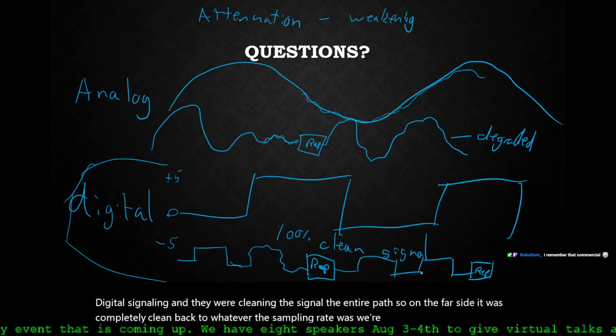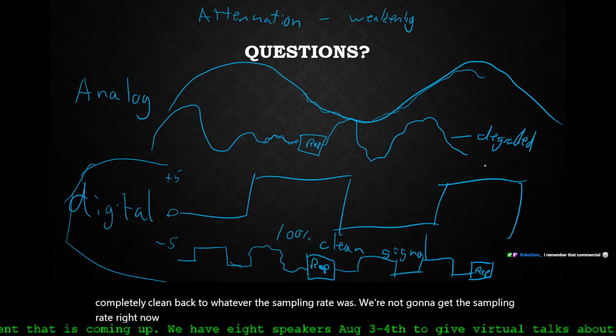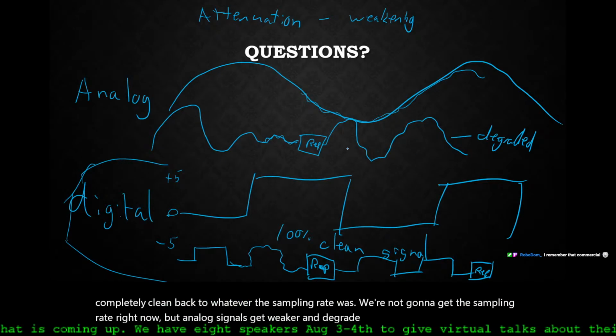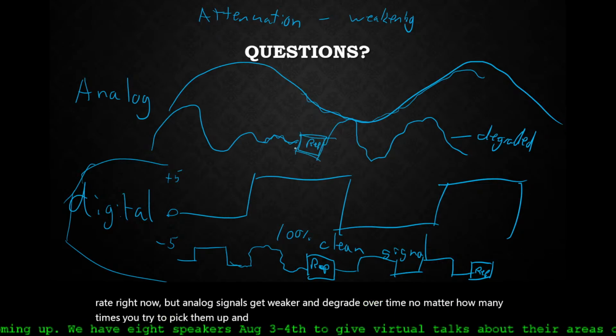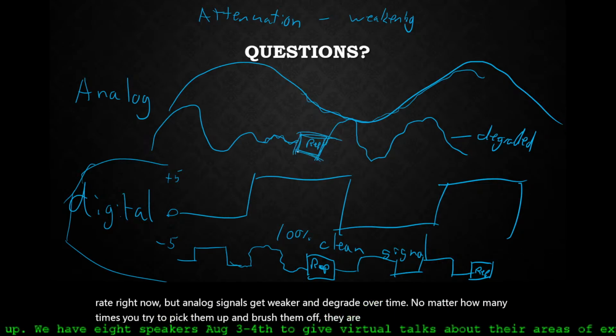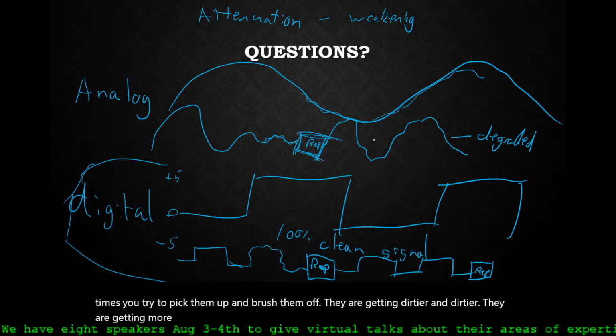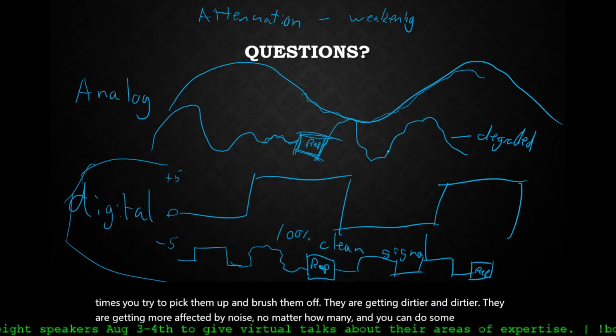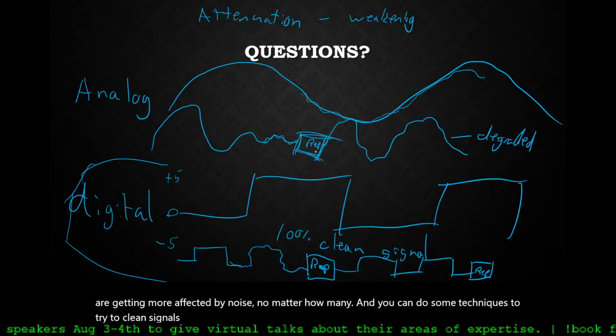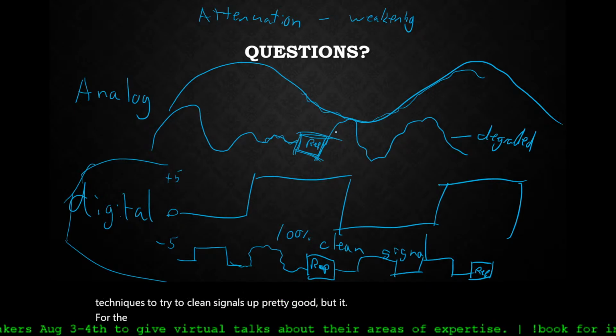We're not going to get into sampling rate right now. But analog signals get weaker and degrade over time. No matter how many times you try to pick them up and brush them off, they are getting dirtier and dirtier. They are getting more affected by noise. You can do some techniques to try to clean signals up pretty good, but it is never the perfect, pristine signal that is coming out.